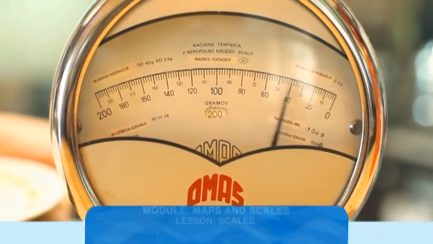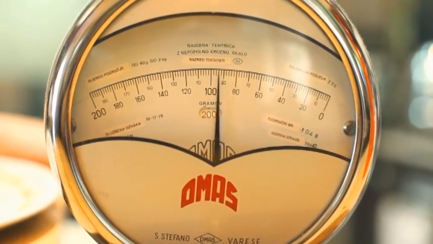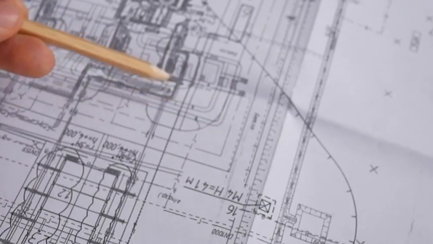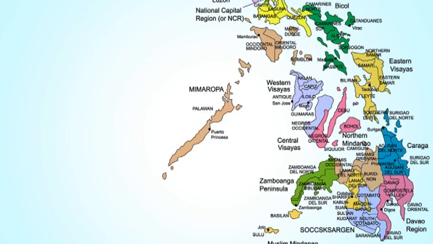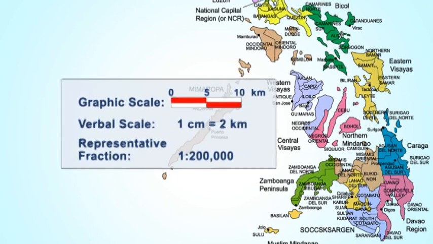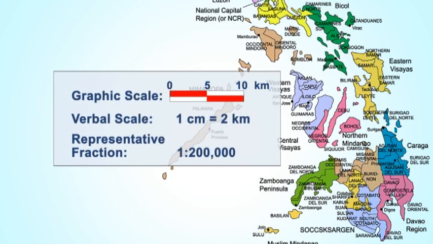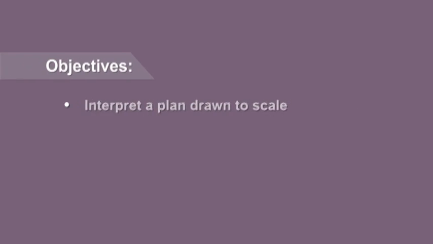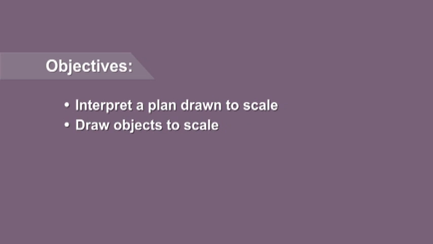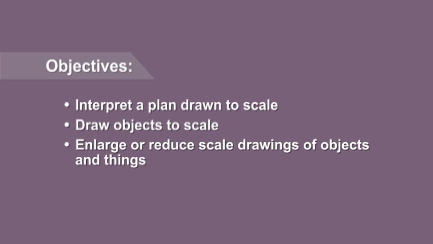Not the ones used to weigh what you buy from the market, but what we use to draw maps and plans. In Lesson 1, you learned how important a scale is in a map. You learned that a scale helps you determine the actual size of a certain place or its distance from another place. After studying this lesson, you should be able to interpret a plan drawn to scale, draw objects to scale, and enlarge or reduce scale drawings of objects and things.